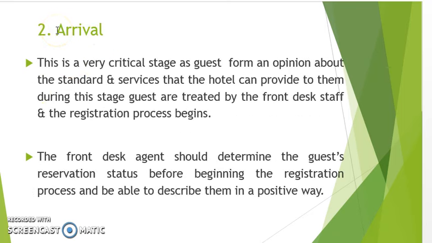Now, the second stage is arrival. This is a very critical stage, as guests form an opinion about the standard and services that the hotel can provide to them. During this stage, guests are treated by the front desk staff and the registration process begins. The front desk agent should determine the guest's reservation status before beginning the registration process and be able to describe them in a positive way.